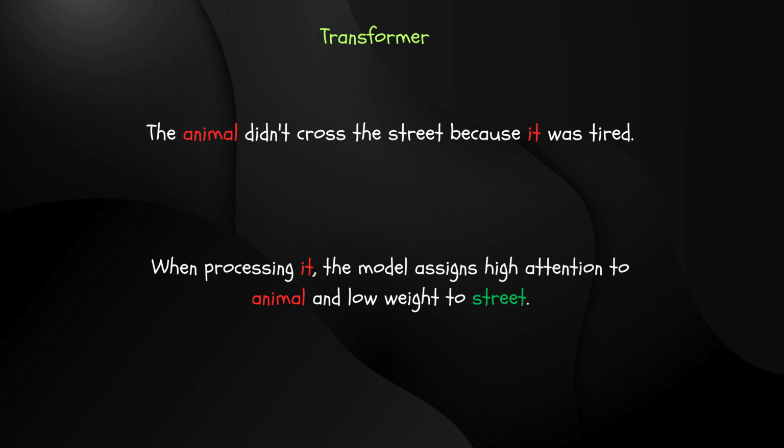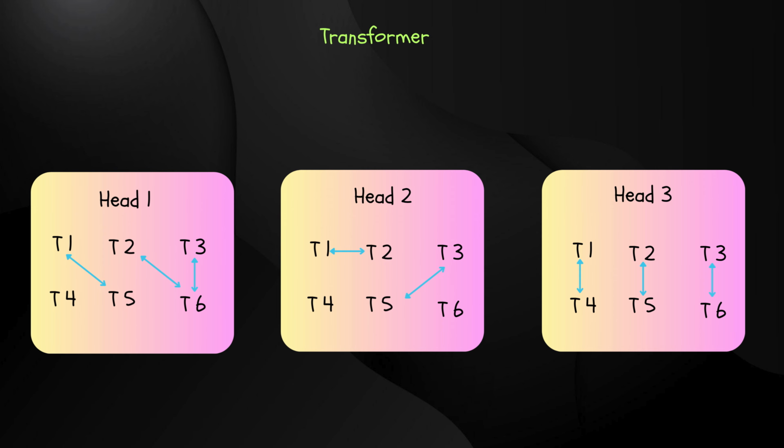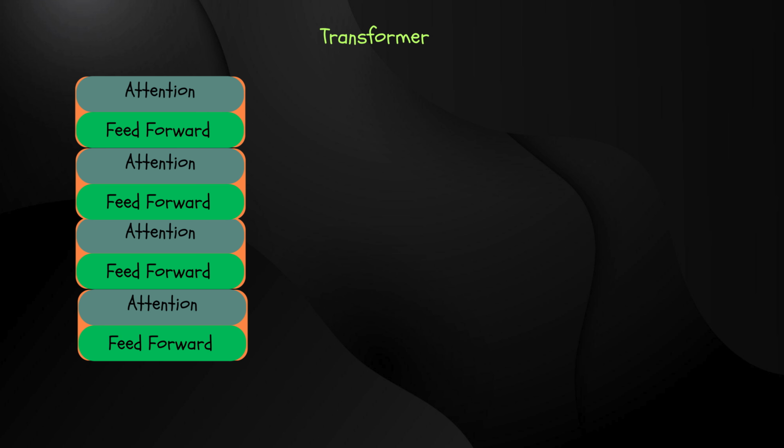And this doesn't happen just once. Modern transformers use many attention heads simultaneously. You can think of them as multiple spotlights operating at the same time. Different attention heads can focus on different kinds of relationships. One head might focus on grammar, another might track references across a long sentence, another might focus on semantic relationships between concepts. All of these calculations happen in parallel, but attention is only part of the story.